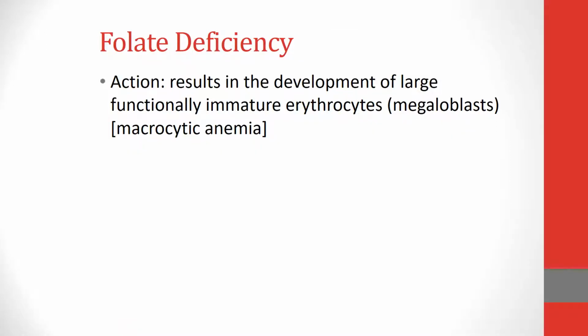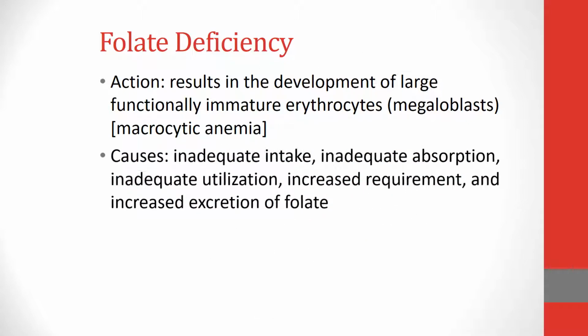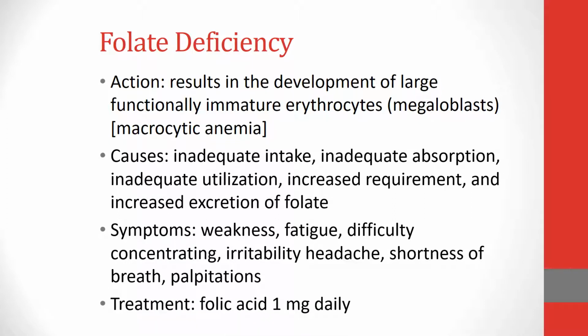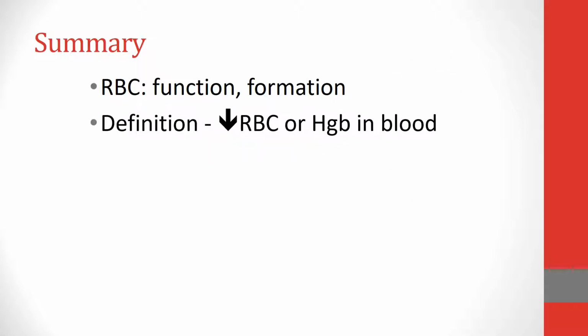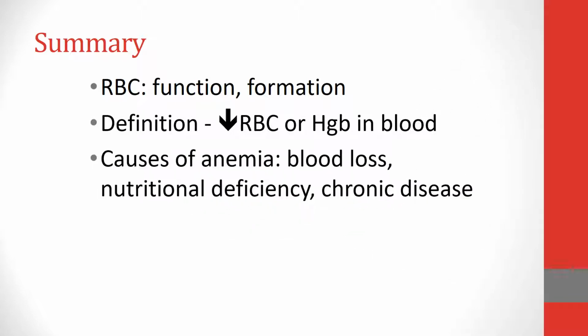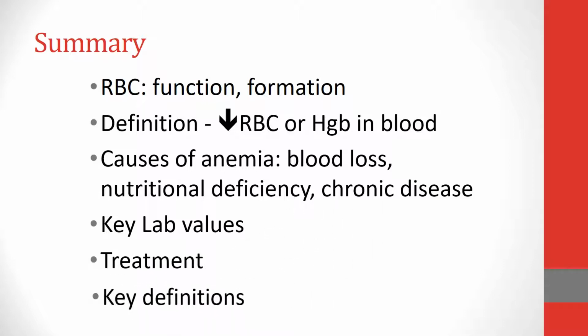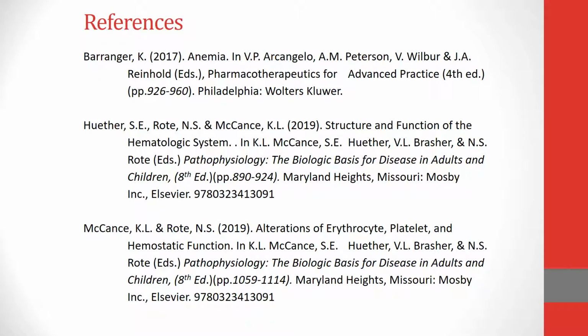We can have a folate deficiency, which again, you're going to get the large immature cells, macrocytic. These are our causes. These are our symptoms, and we treat with 1 milligram daily. To summarize, we've talked about the function and formation of the red blood cell or erythrocyte. We've defined anemia. We've talked about the causes. We've gone over some key lab values, treatment, and some key definitions. Here are your references, and I thank you for your time and attention.